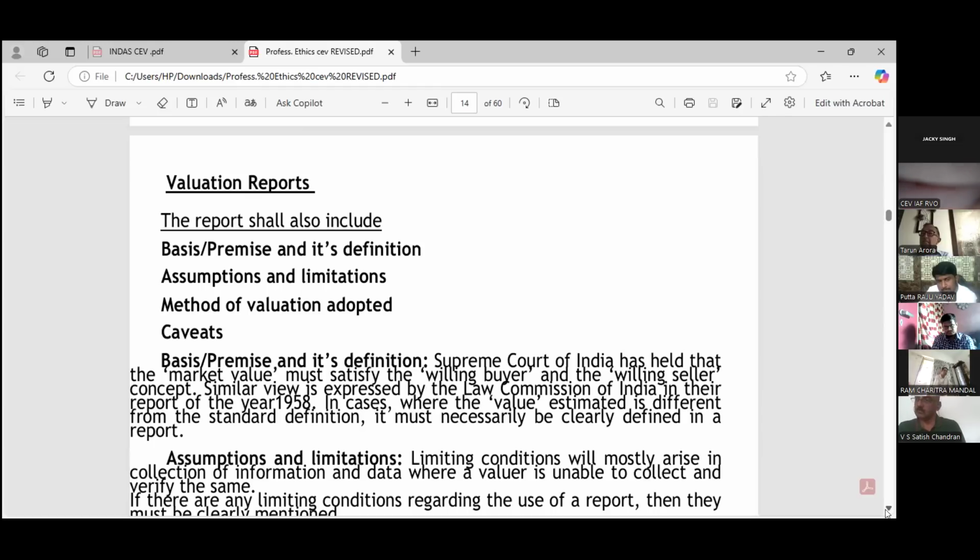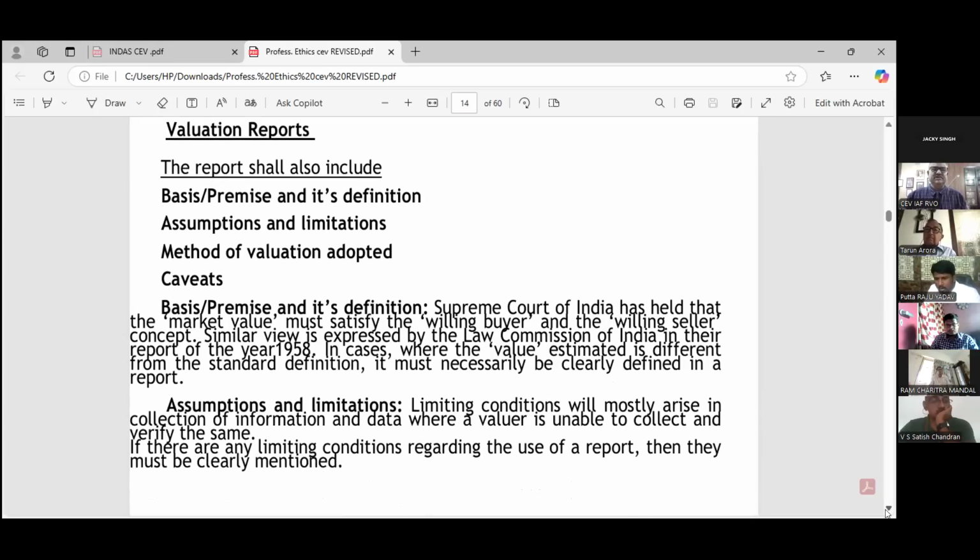The Supreme Court of India held that the market value must be satisfied by the willing buyer, or we can say willing seller. Similarly, in the expression by the Law Commission of India in its 1958 report, where the value is estimated differently from the standard definition, it must be clearly defined in the report. Suppose you have made another basis or premise for the valuation report, then you have to clearly show it in the valuation report. Otherwise, it's very difficult.